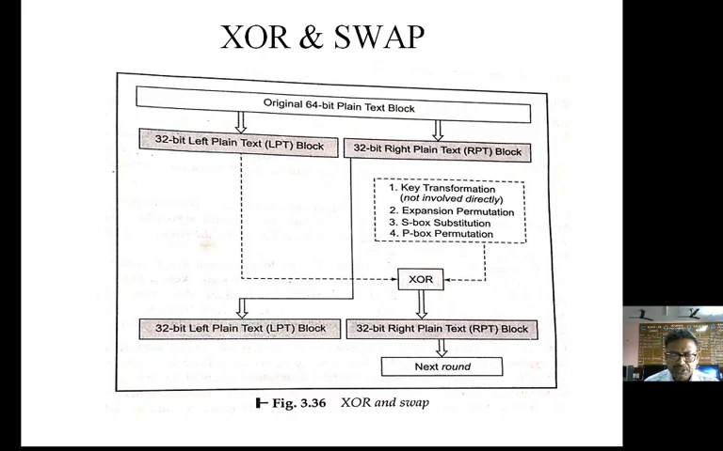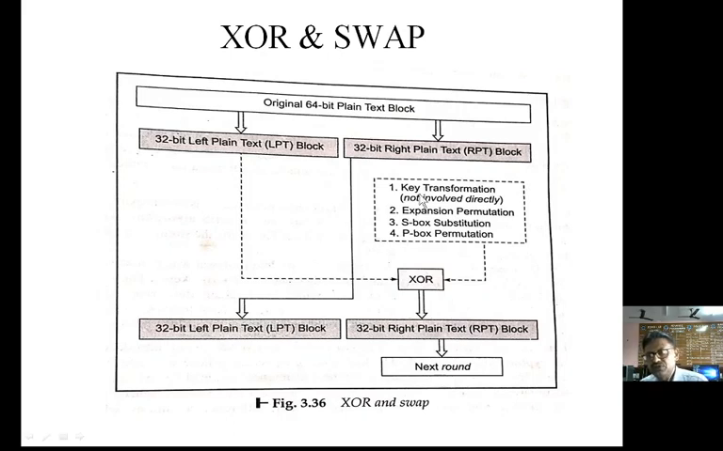So if you try to understand each step, whatever is happening in each round, the first is the key transformation to achieve the key. For round number 1, you will get K1. After that, whatever is the RPT is expanded. After doing the expansion, we XOR the RPT with the help of key 1. So whatever is the result will be 48-bit. That 48-bit is applied to the S box to get 32-bit. That 32-bit is permuted using P box permutation. And after getting the 32-bit output, that is XORed with the original LPT to get the new RPT. And the previous RPT will become the new LPT. And this value will go into the next round.